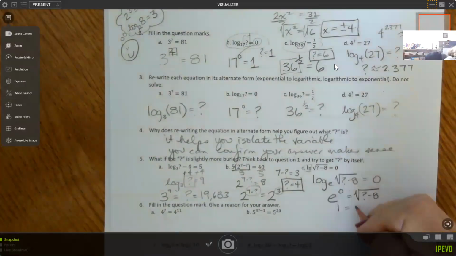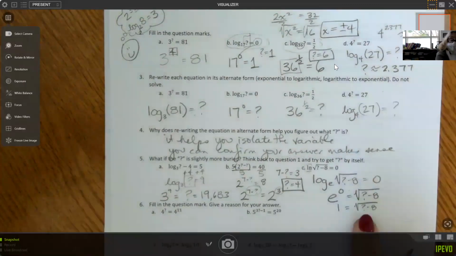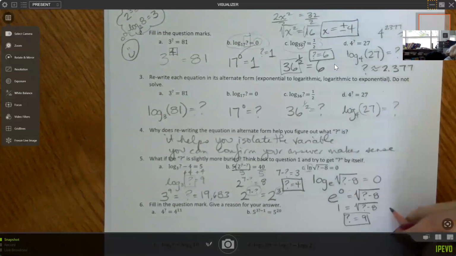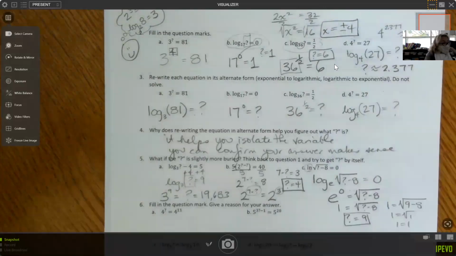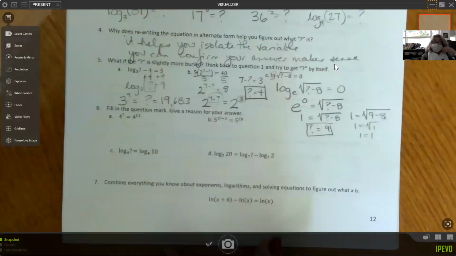Okay, so I know that I want this question mark minus 8 to be 1. And the square root of 1 is 1. Exactly. So this question mark has got to be 9, right? And you can check it, right? 1 does equal the square root of 9 minus 8. Feeling good? Okay. So again, even though it kind of looked maybe a little intimidating, each little step is something that we've done before.